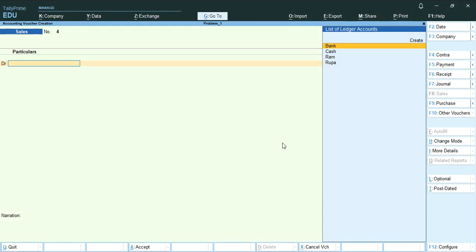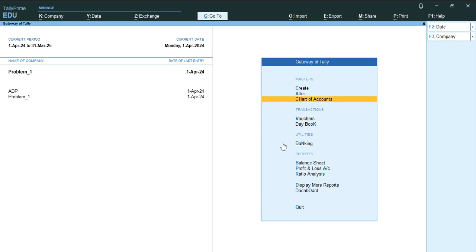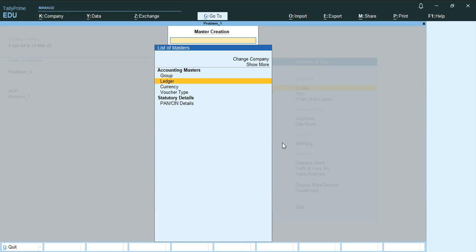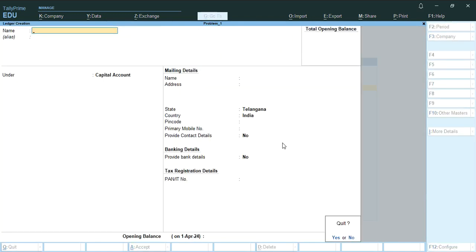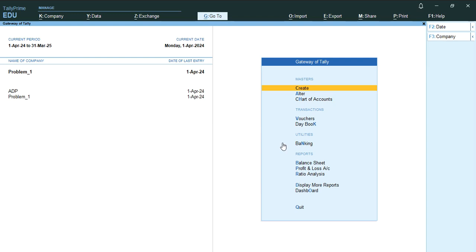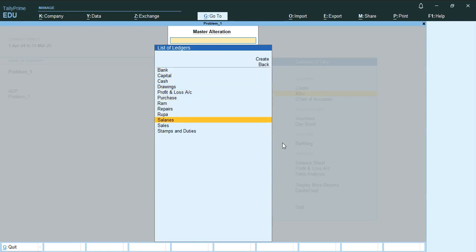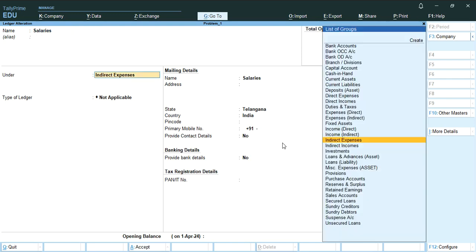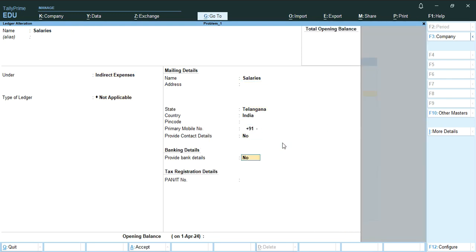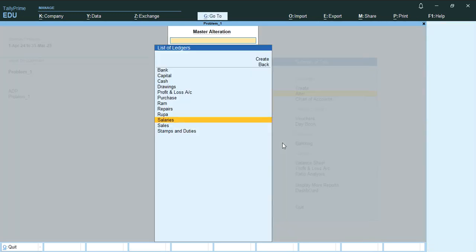How can I rectify? So observe. Generally to create the ledgers, we will go from the gateway of Tally to create ledgers. If you want to make a modification of any ledger, go to alter. From gateway of Tally, go to alter, go to ledgers, select whichever ledger you want to modify, select it and you can change it. This is how you can modify the ledger.